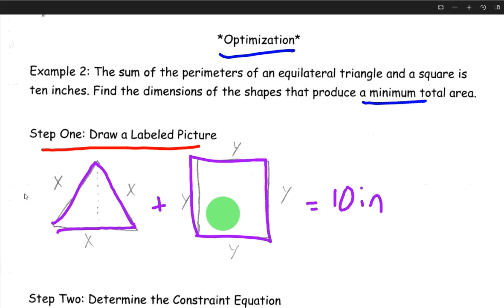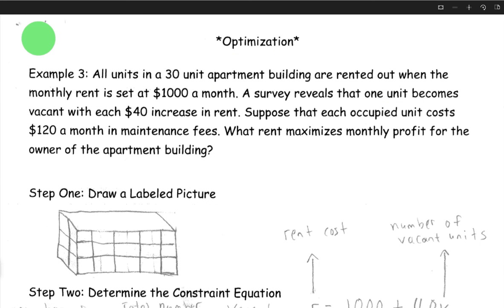Let's move on to example 3 and look at drawing a picture for it. Okay, here's example 3. And this one is more involved. It's more challenging, so this one might take us a little bit longer. All units in a 30-unit apartment building are rented out when the monthly rent is set at $1,000 a month. So somebody owns an apartment building and they charge $1,000 a month to live there. This problem is telling us that all 30 units are filled up whenever that happens.